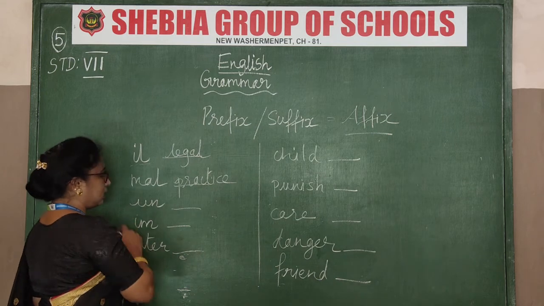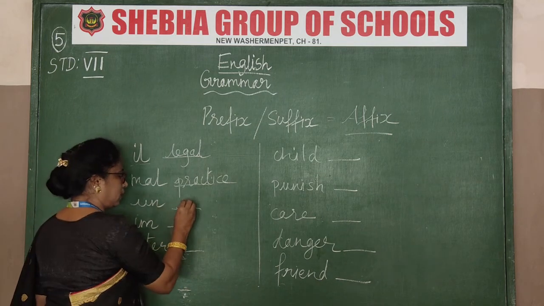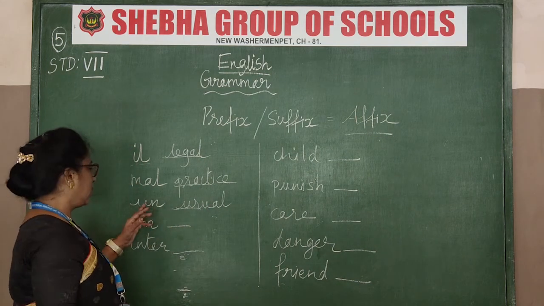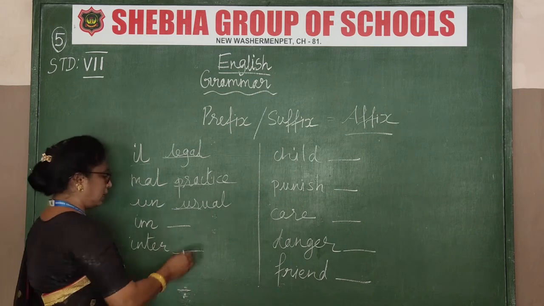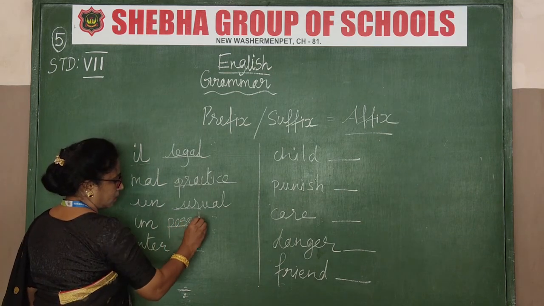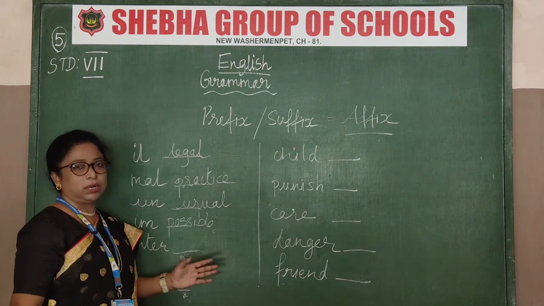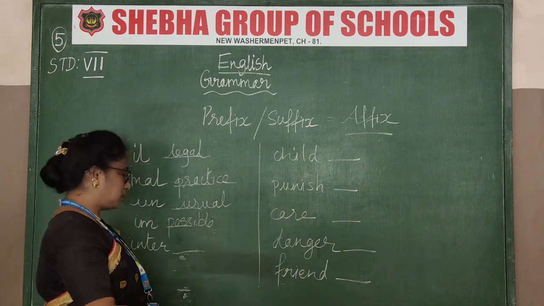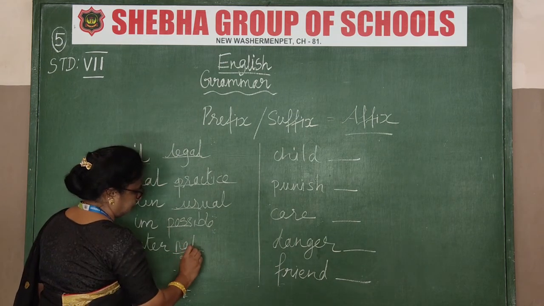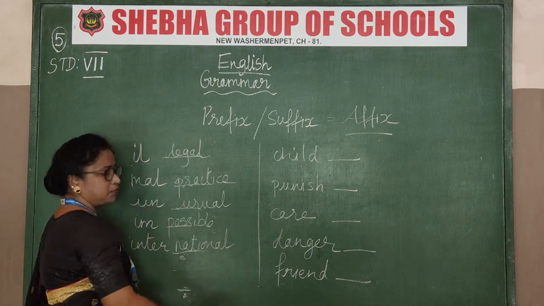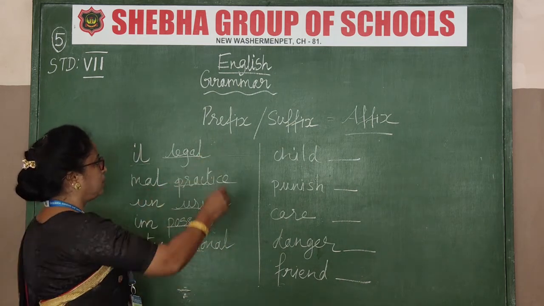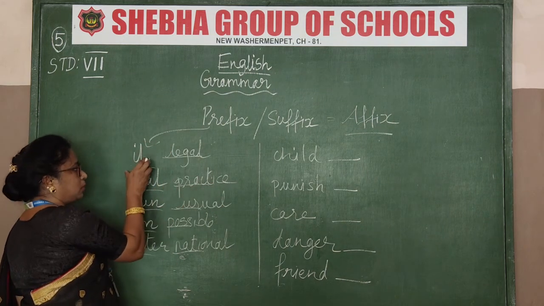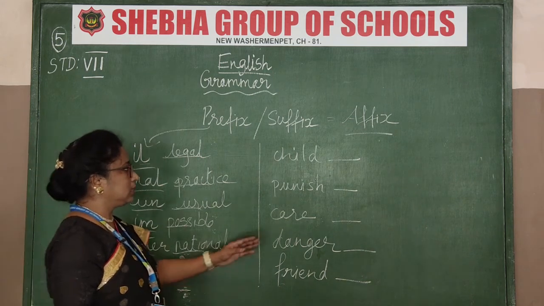Remember that. Now what is un? Unusual. Any word you can, there are so many words. You just have to pick the right one. Unusual, impossible. The next, inter. What kind of words can you use? International, interstate, all that. So many words are there. I am just giving you a few examples. So prefix is which comes before the word. This is the word given to you. You have to put in the prefix. Now next is suffix.